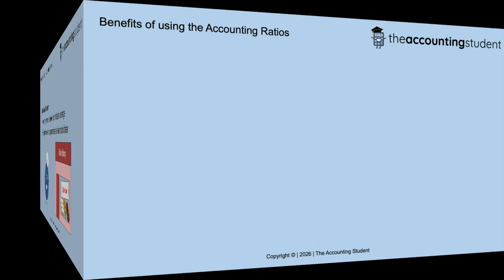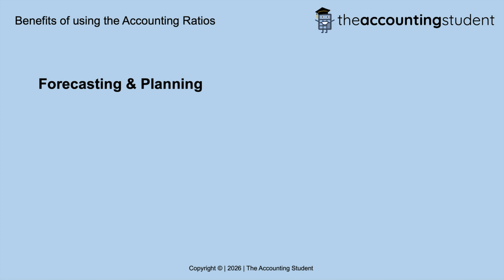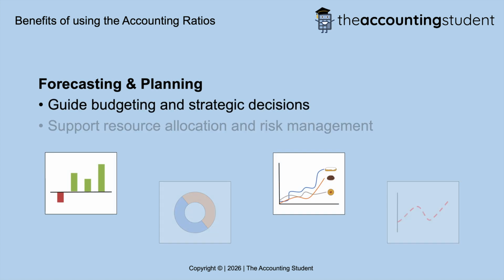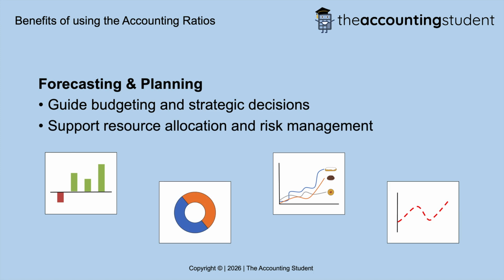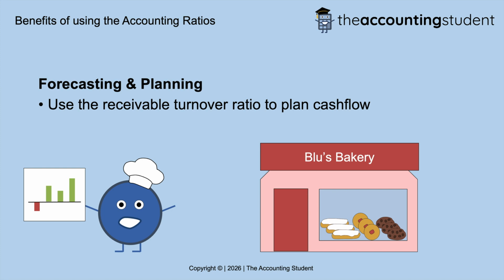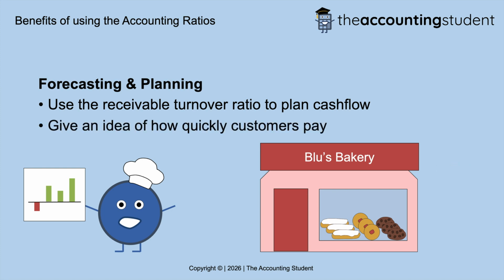And number 6 is forecasting and planning. The ratios will help analyse historical data to guide budgeting and strategic decisions, while also supporting resource allocation and risk management. For example, with our friend Blue and their bakery, they could use the receivables turnover ratio to plan cash flow. This would give an idea of how quickly customers pay Blue's business, allowing Blue to plan ahead for expansion confidently by knowing how long it takes for cash to come back into the business after making a sale.